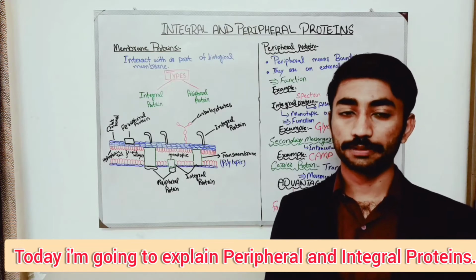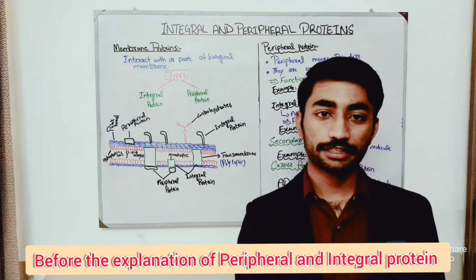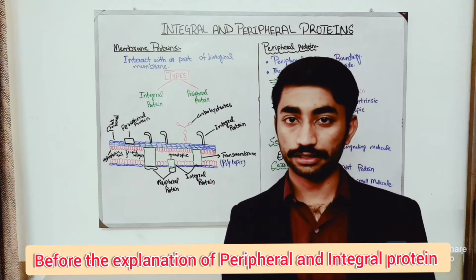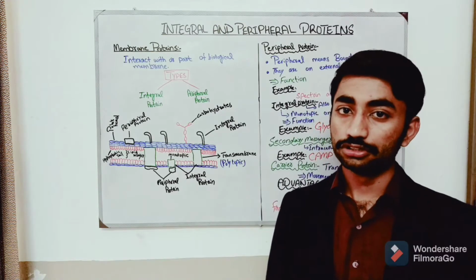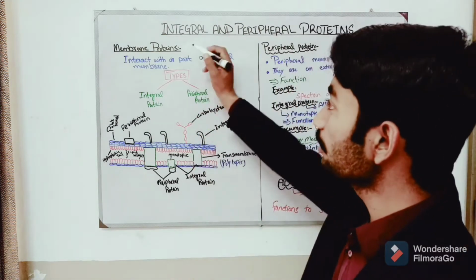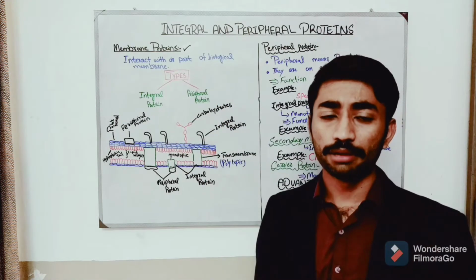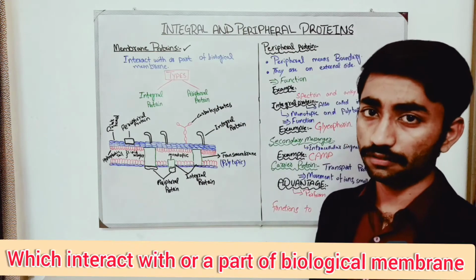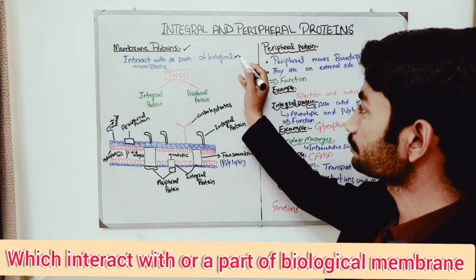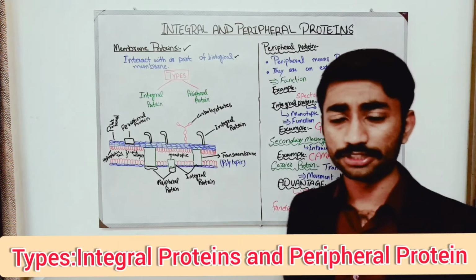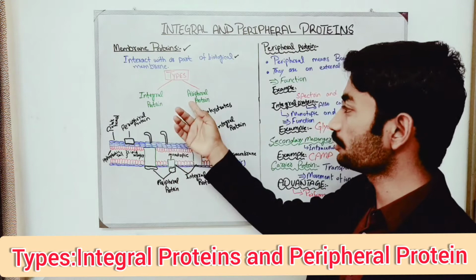Today I am going to explain peripheral and integral proteins. Before the explanation of peripheral and integral proteins, we must know about membrane proteins. So as the name indicates, these proteins are linked with membrane. Membrane proteins are those proteins which interact with or are part of biological membrane. There are two types of membrane proteins, integral proteins and peripheral proteins.